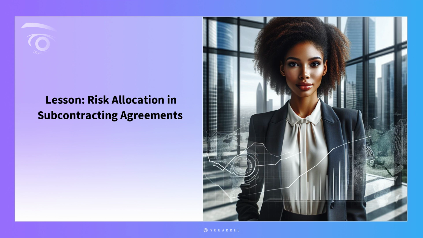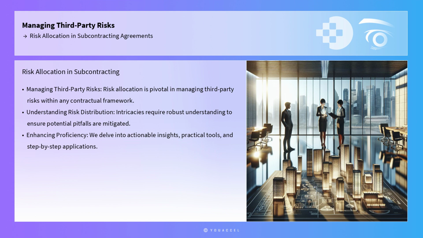Lesson: Risk allocation in subcontracting agreements. Risk allocation in subcontracting agreements is a pivotal aspect of managing third-party risks within any contractual framework. The intricacies of subcontracting require a robust understanding of risk distribution to ensure that potential pitfalls are mitigated and that all parties are aligned in their objectives.